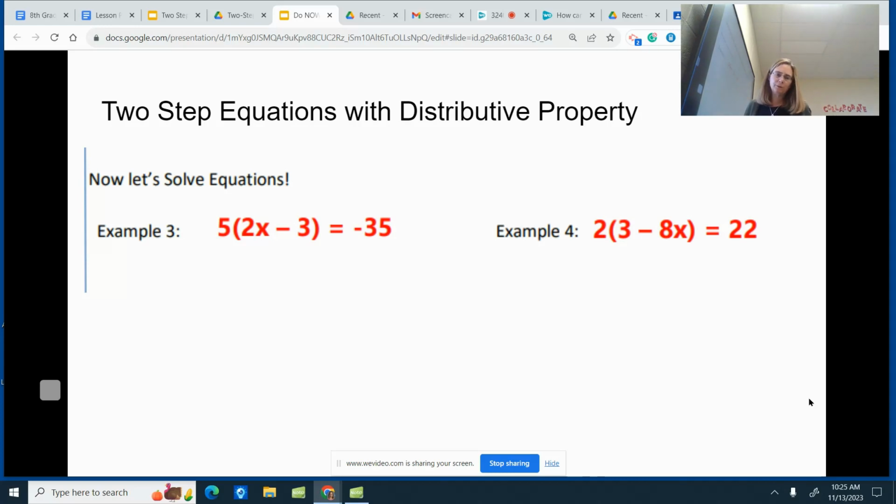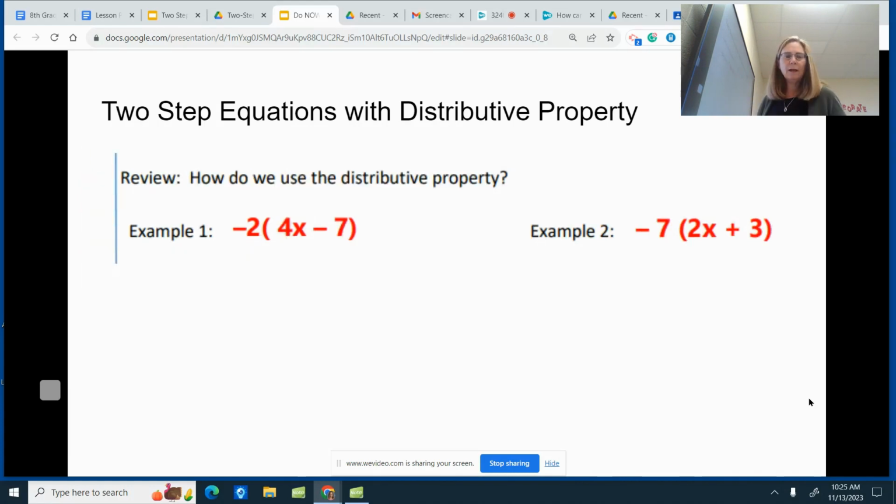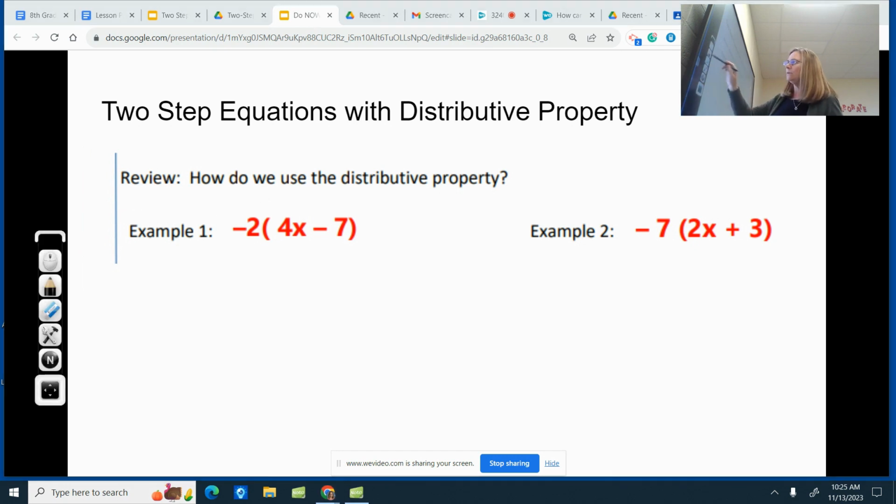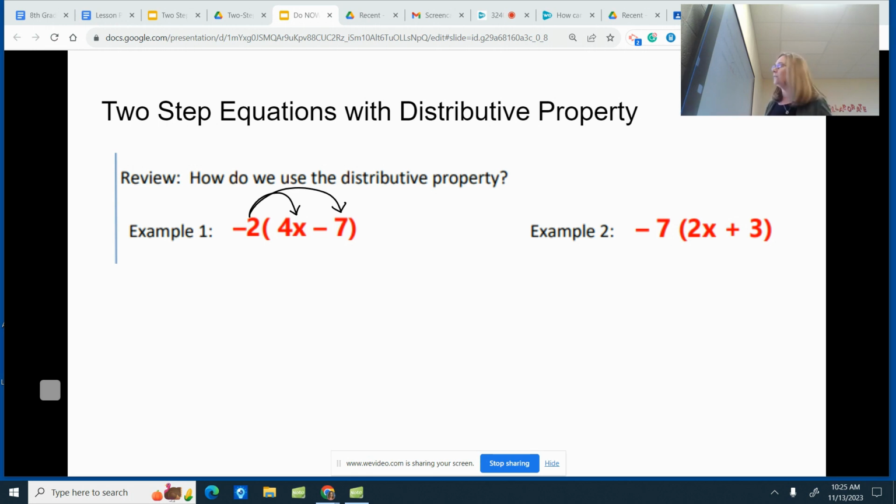Distributive property with two-step equations. So first of all, I want to just review distributive property. In distributive property, you take the term that's outside of the parentheses and you multiply it by everything inside the parentheses. One strategy I do is I make these little arrows just to remind myself that I'm multiplying that -2 by everything inside the parentheses.